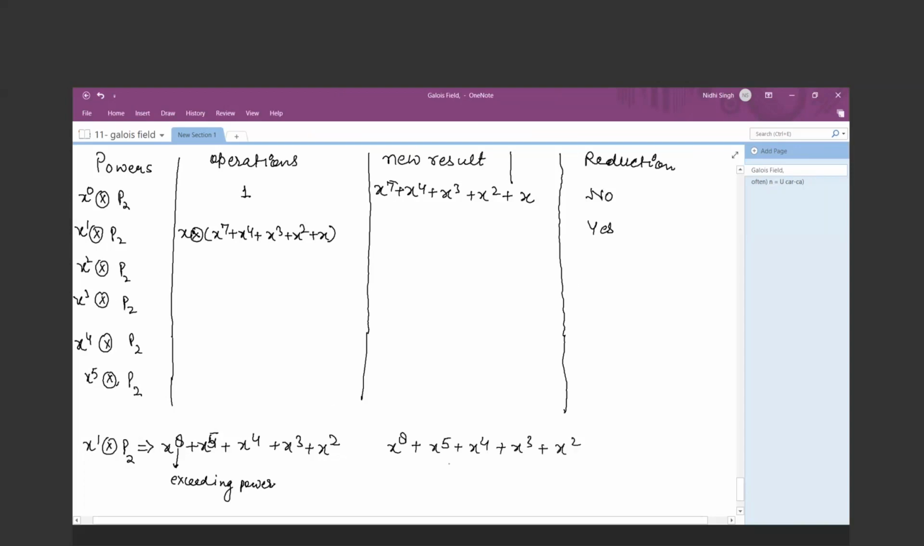And what is your irreducible polynomial given to you in the question? That is x to the power 8, x to the power 4, x cube, x plus 1. Now cancel the common terms. So x8 is common, x4 is common, x3 is common. So the answer will be x5, x squared plus x plus 1. So that will be your answer for the second phase.